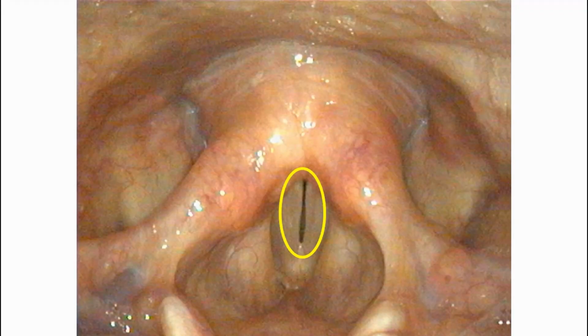In this image, you can see that the two vocal cords are closer to each other, but they are never closing the inlet, otherwise the person will die.